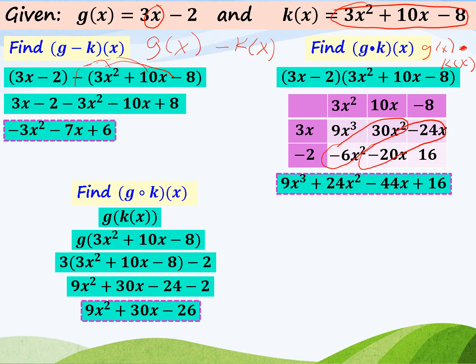So that's how I got 3 times 3x squared plus 10x minus 8. Then minus 2. At that point, I just distribute the 3 to everything inside. I get 9x squared plus 30x minus 24 minus 2. Then we simply combine like terms, and I end up with 9x squared plus 30x minus 26. Okay? All right, so let's move on.